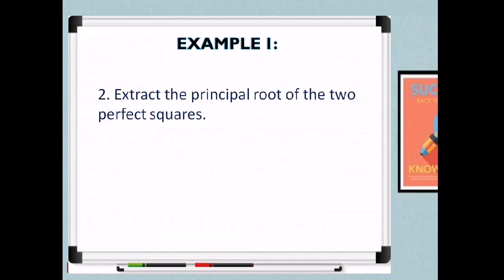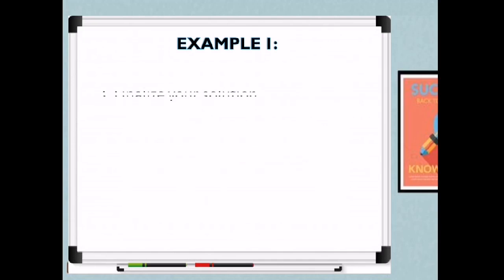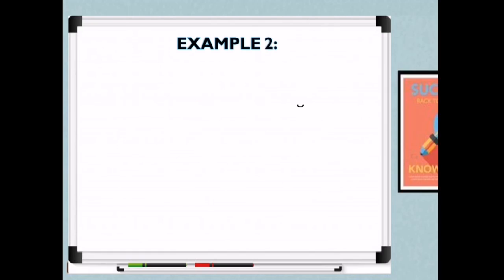Starting from 1, 4, 9, and so forth. Then, step 2, extract the principal square root of the two perfect squares. For example, the square root of 36, that is 6, and the square root of 49, that is 7. So, therefore, to finalize your solution, square root of 45 lies between 6 and 7. So, as easy as that.